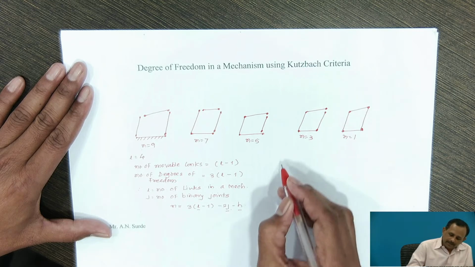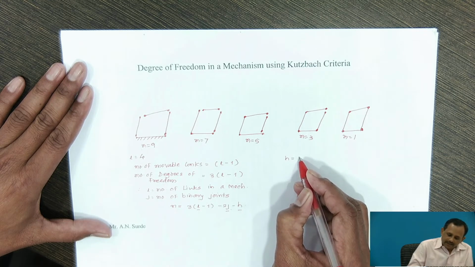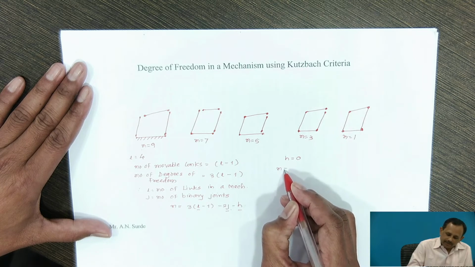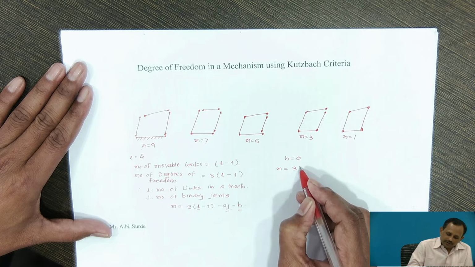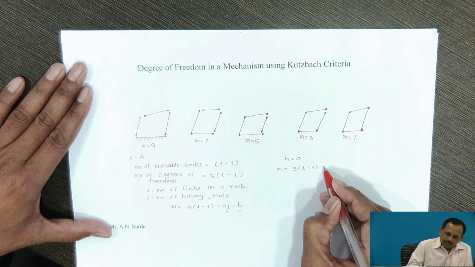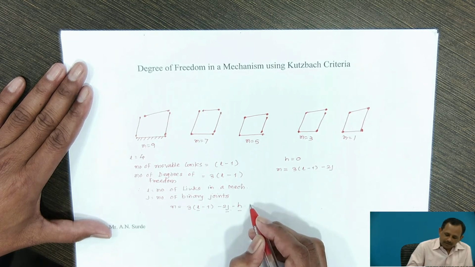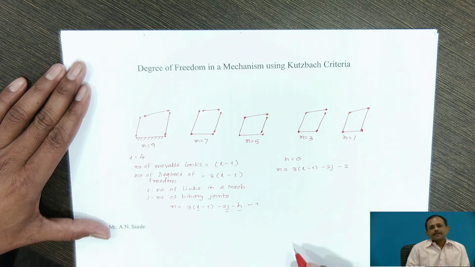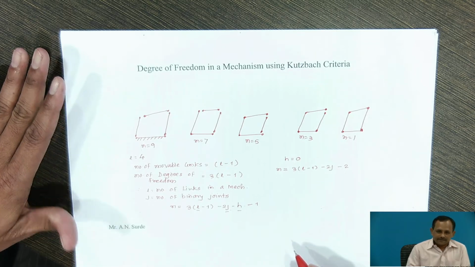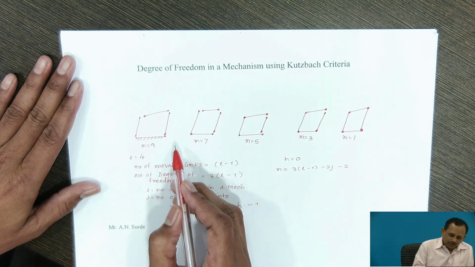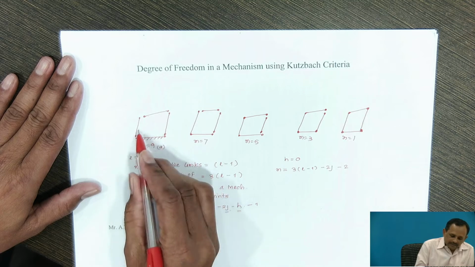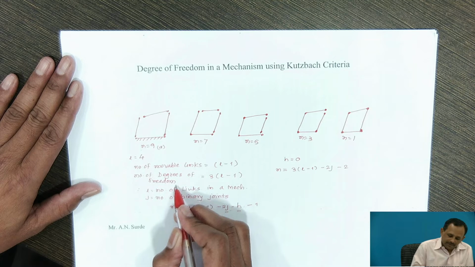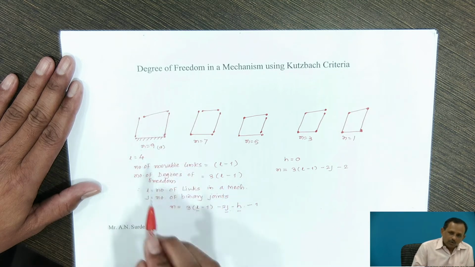If the number of higher pairs in a mechanism is equal to 0, then the relation is reduced to N equal to 3 into (L minus 1) minus 2J. So by using equation 1 or equation 2, we can determine the number of degrees of freedom. Now as shown in figure A, there are 3 movable links. So from the relation, the number of degrees of freedom will be equal to 9.